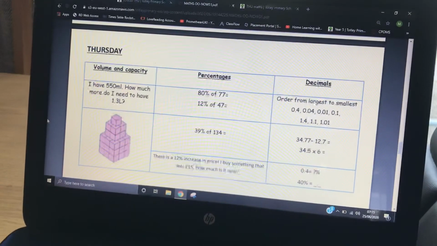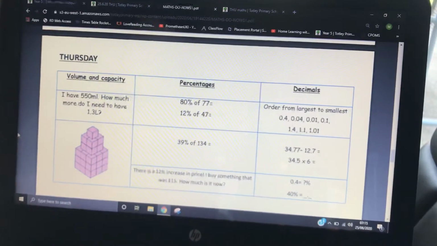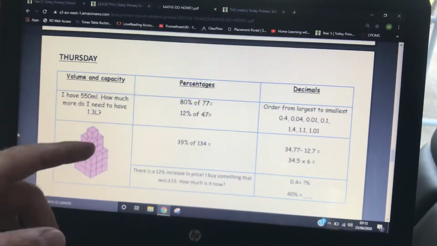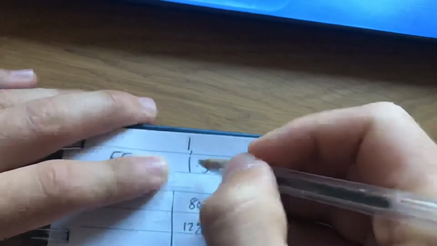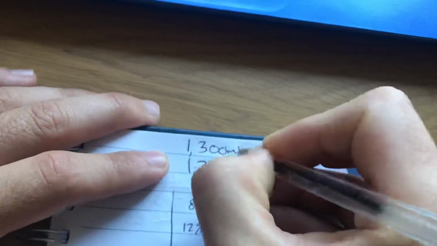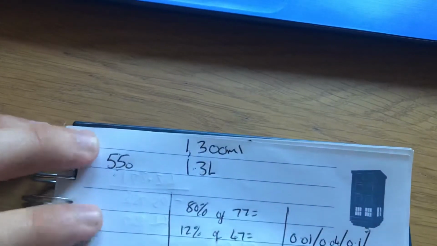But let's have a look at our do now. So, the first one, you've got 550 millilitres. How much more do you need to get to 1.3 litres? Again, this question needs you to remember the fact of 1,000 millilitres in a litre. So if that's 1 litre, that's going to be 1,000. Then you put your 3 there, and you have your zeros. So it's 1,300.